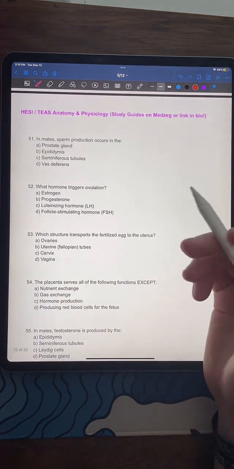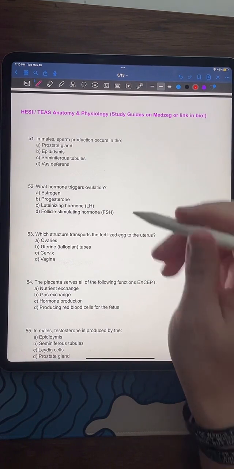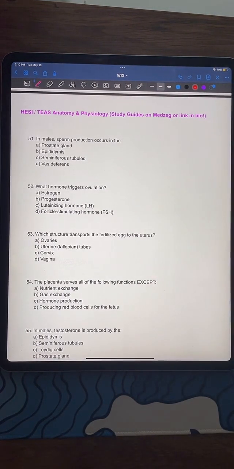Moving on to reproductive system questions. Number 51. In males, sperm production occurs in the what?